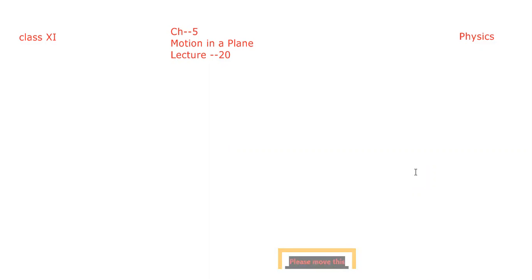If a body is at a height, take an example like a tower or a roof of a house. If we project a body in a horizontal motion, this case is clear to all of you.